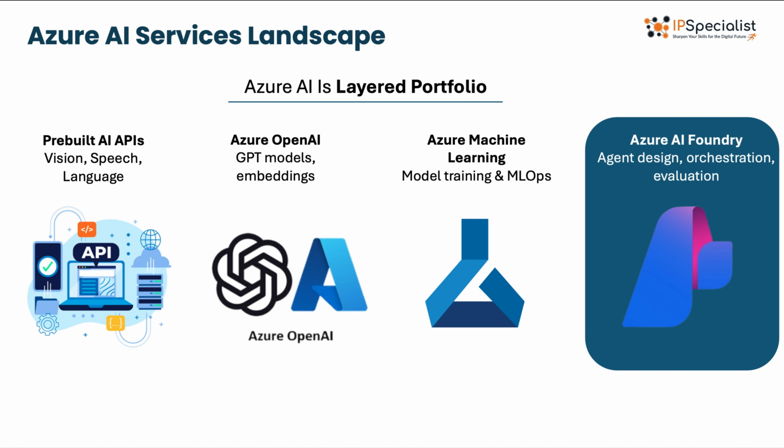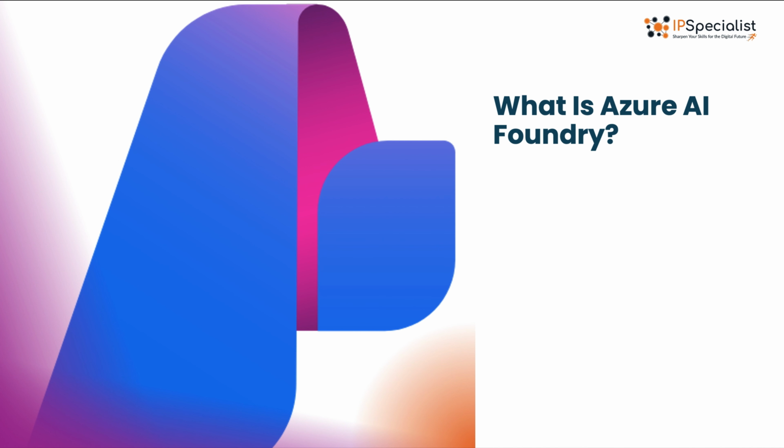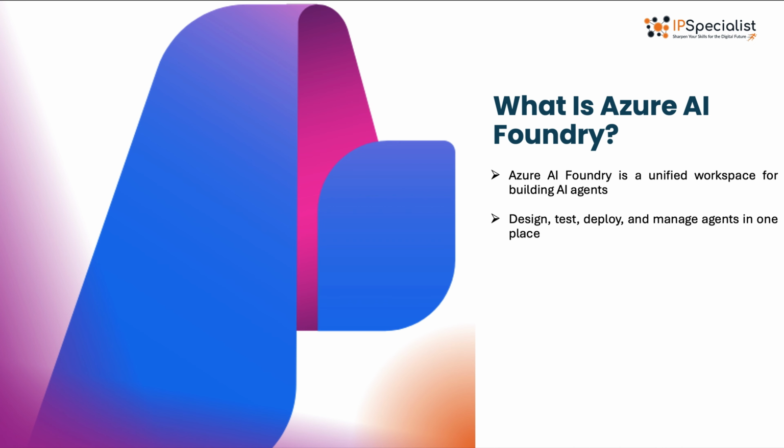Now, let's focus on Azure AI Foundry itself. Azure AI Foundry is Microsoft's workspace for building AI agents. It's a single place where you can design, test, deploy, and manage AI agents using models that run on Azure along with your own data. Now, instead of working with one prompt at a time, Azure AI Foundry helps you build AI systems that can follow instructions, use tools, and respond more intelligently across multiple steps. This is especially useful when AI needs to behave consistently or handle more complex tasks.